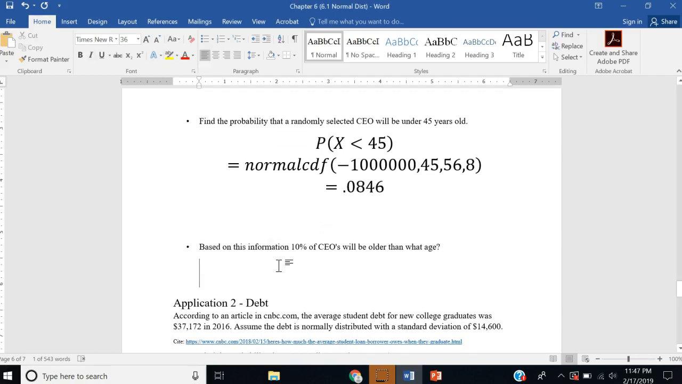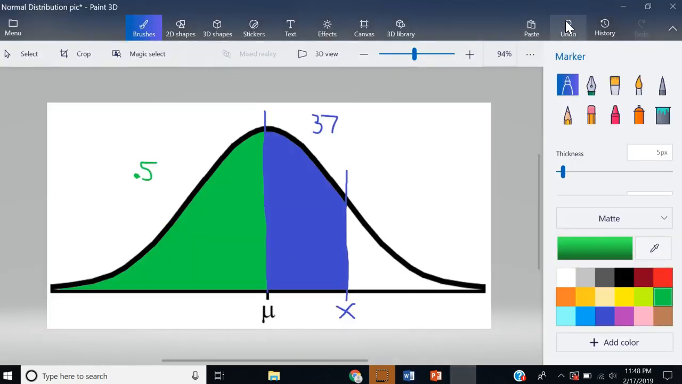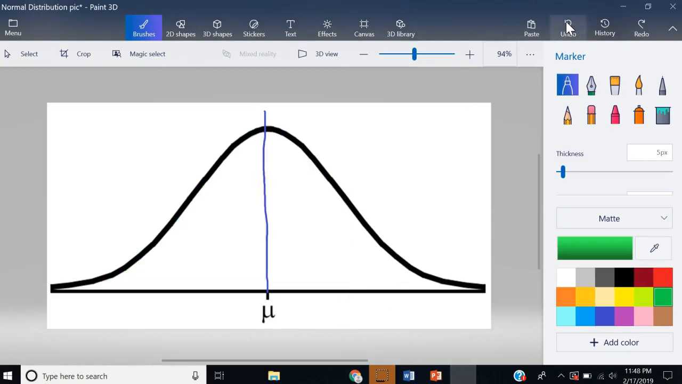And then lastly, it says based on this information, 10% of CEOs will be older than what age? So think about this. Here we're given a probability, but I go back to that normal curve and say, gosh, 10% of CEOs are older than what age?